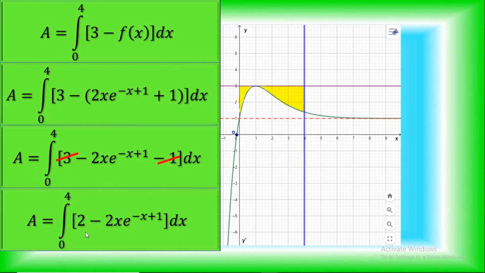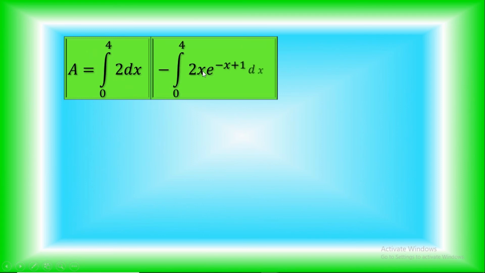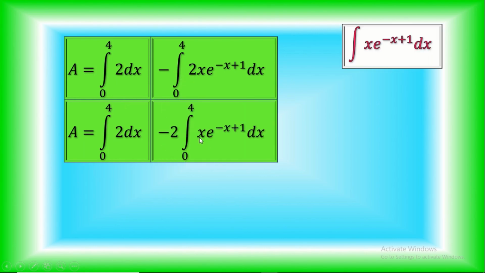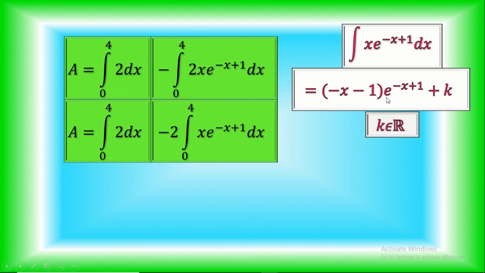Here we can distribute this integral. So A is equal to integral 2 dx minus integral 2x exponential(-x + 1) dx. Well, here sure it's 2x, we can write 2 outside. It's minus 2 integral x exponential(-x + 1). But we have just proved this integral is equal to what? (-x - 1) exponential(-x + 1) plus k, where k belongs to R. So we can just replace this integral by its value.